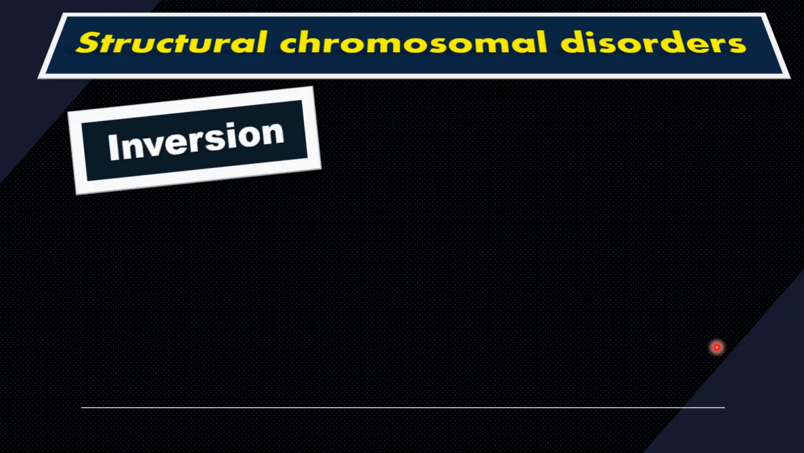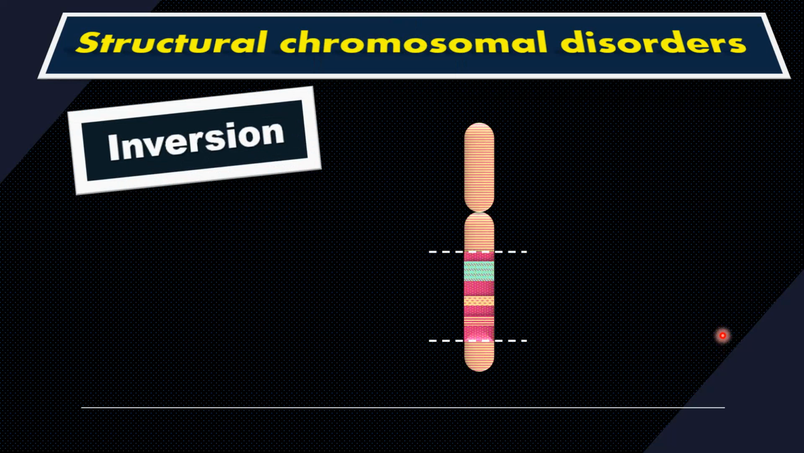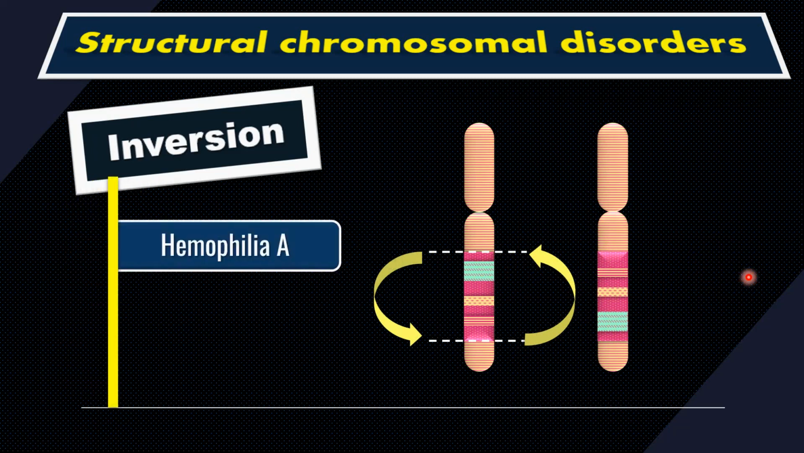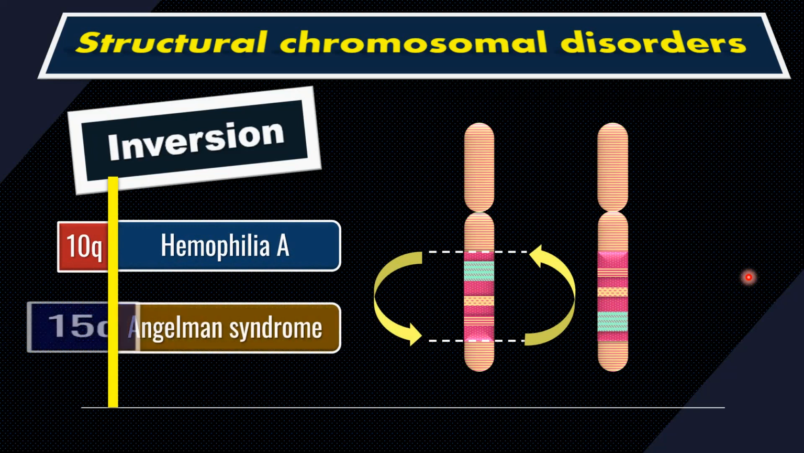The last structural chromosomal abnormality is called inversion. Here you can see the normal chromosome. Here I have created different bands to understand what inversion is. Let us focus on this much region of this chromosome in the long arm. Suppose the entire region is inverted, turned upside down, that is called inversion. You can see here, this band is coming here. Examples: hemophilia A, long arm of chromosome 10, there is inversion of a small portion of the chromosome, and Angelman syndrome, again long arm of chromosome 15, there is inversion.